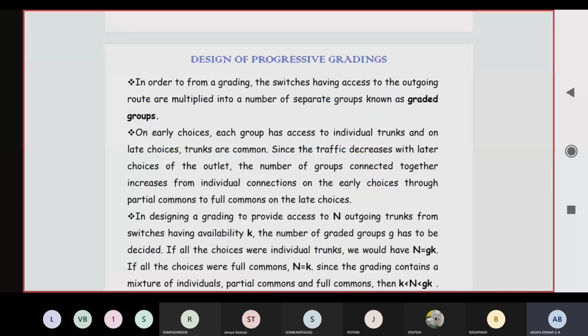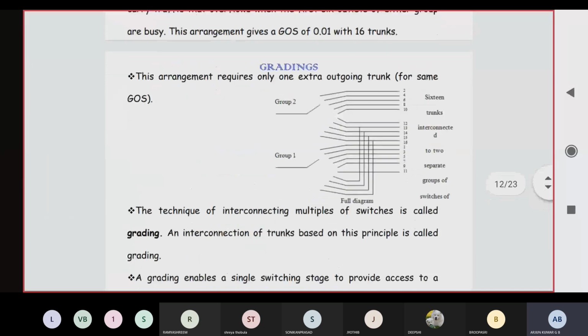Here I am showing that there are 2 groups, and each group will have 10 lines. In each group, 6 lines are dedicated to the group 1 customers, and another 4 will make a grading. Similarly, in group 2, 6 lines will be fully available for the group 2 customers, and another 4 from group 1 and group 2 are interconnected. Then we can observe here that initially there are 20 lines. Now for this, we can reduce the number of trunks and lines.